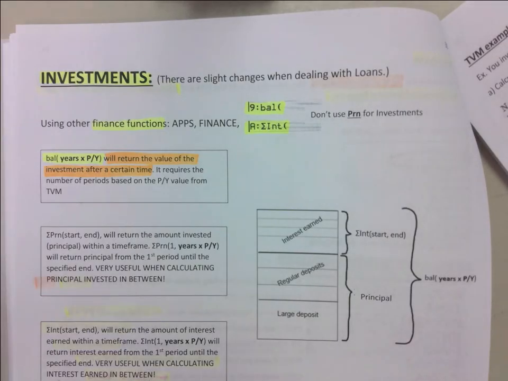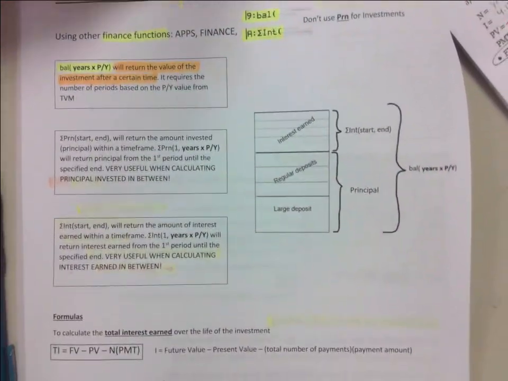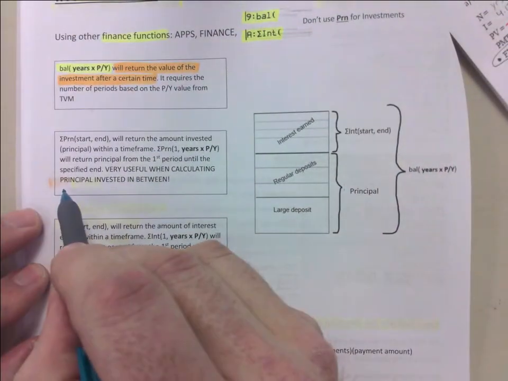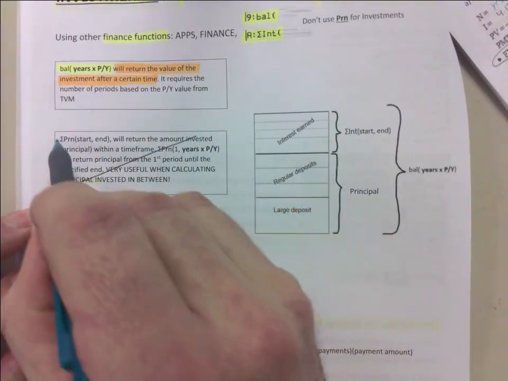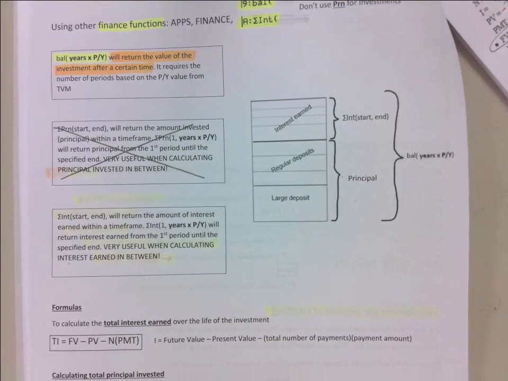Remember, balance. So it will tell you, hey, how much would I have 10 years into this investment? How much would I have 13 years into this investment? You can ask that, and balance will give you that number. Okay? I'm going to ask you to ignore this one. I don't want you to use that one because it causes confusion, so just cancel it out.